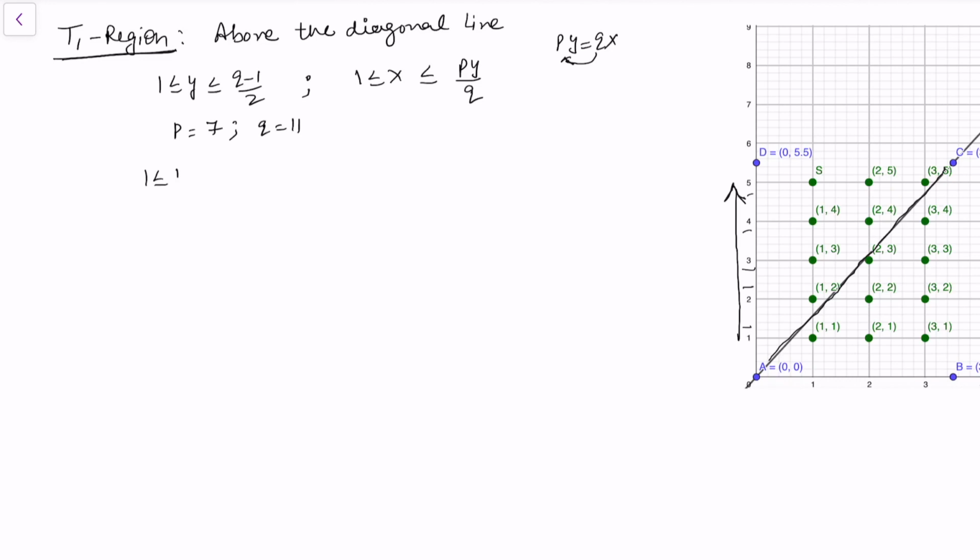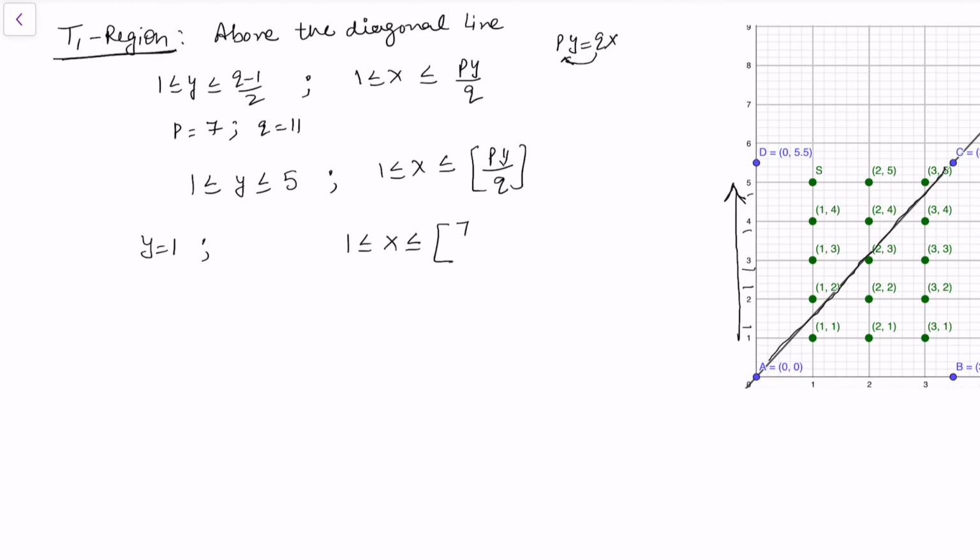If y varies between 1 and 5, x can vary between 1 and the greatest integer of py by q. Say, for example, y is equal to 1. In this case, 1 less than x less than or equal to the greatest integer of py by q, where p is 7, q is 11 and y is 1. Now we can see the numerator is smaller than the denominator.